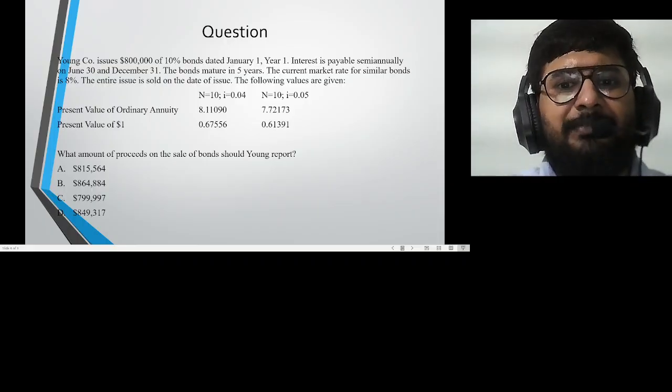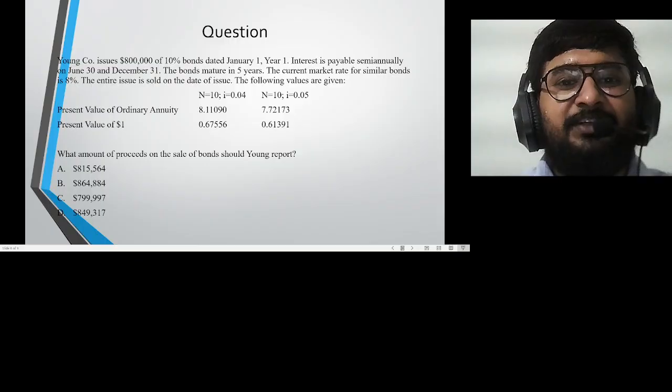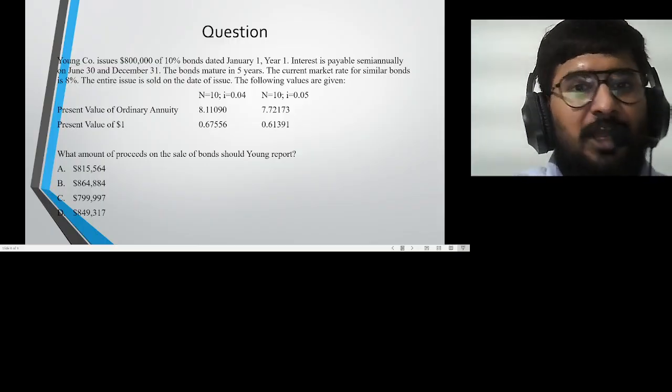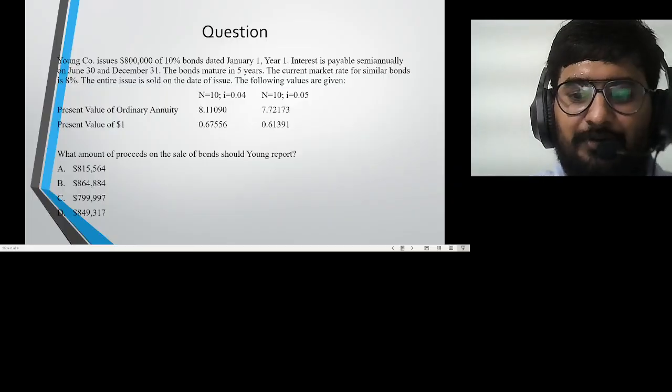In the second column, N equals 10. It's fine, but I equals 0.05. They have divided 10 by 2. We can never discount it with coupon rate. We always have to take market rate of return.